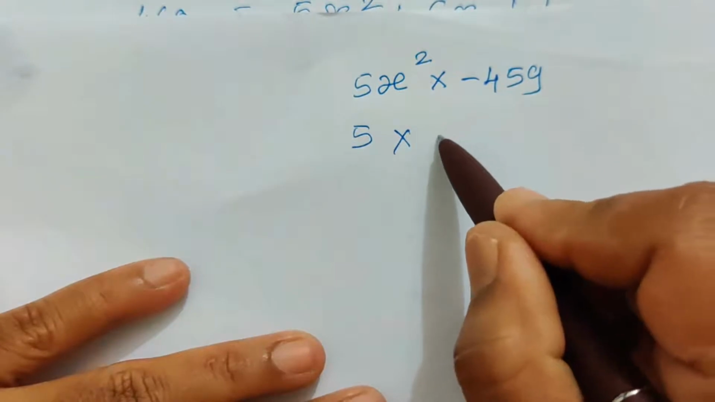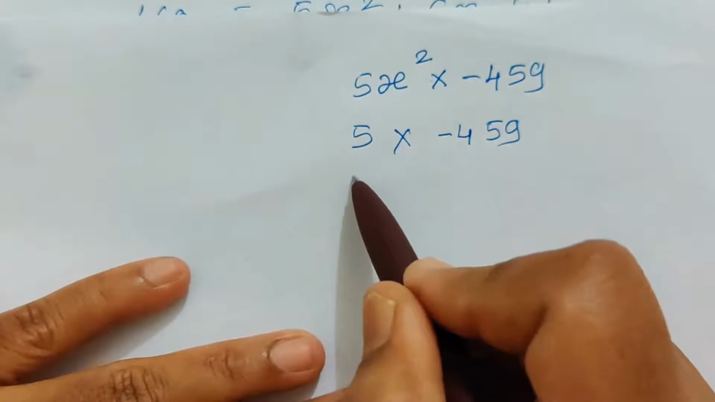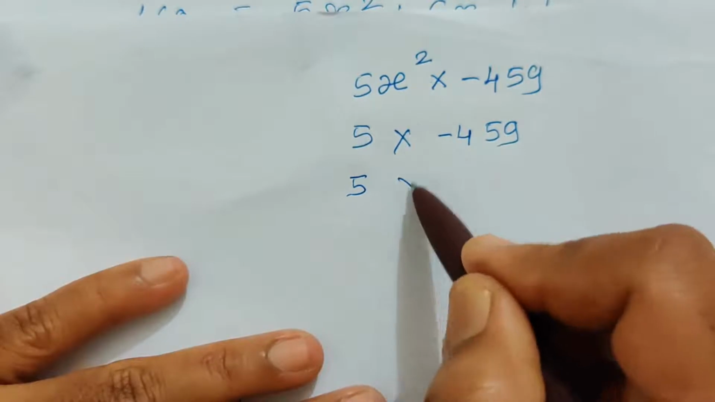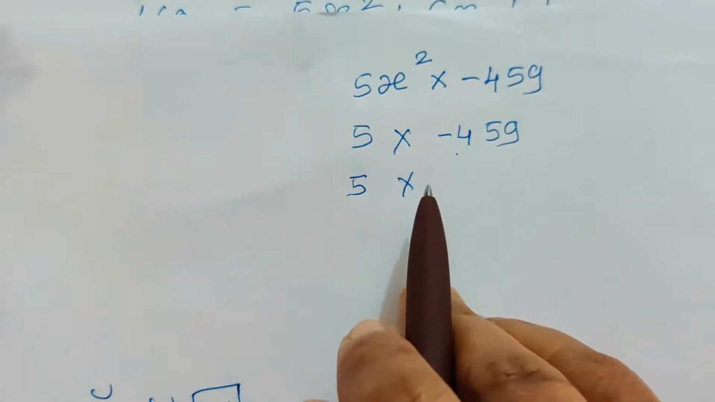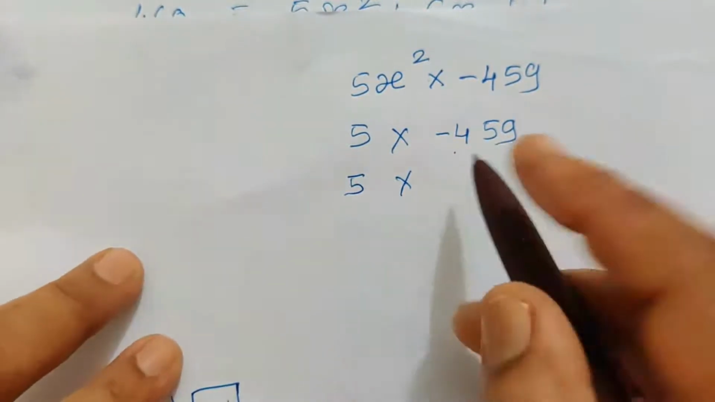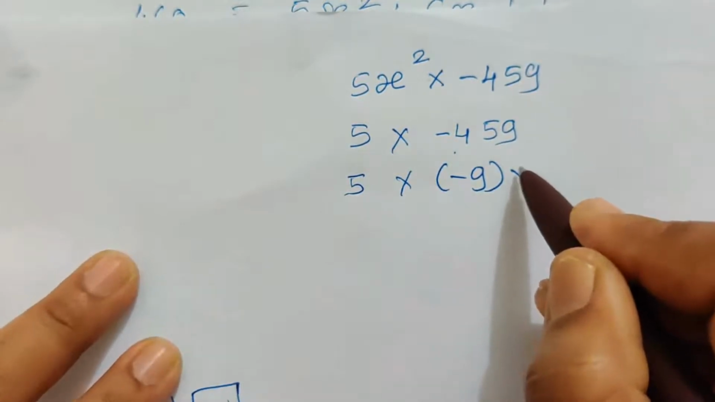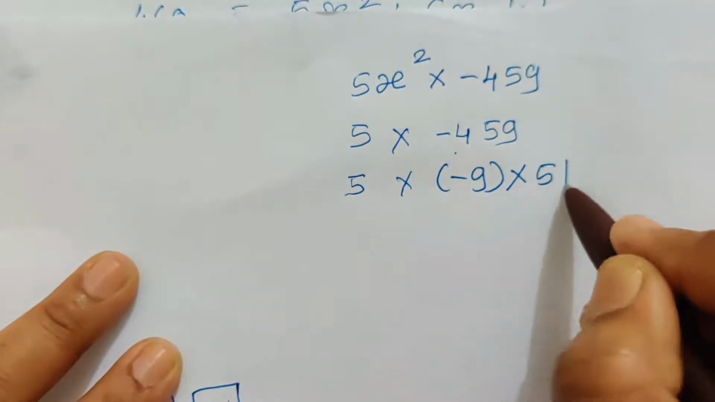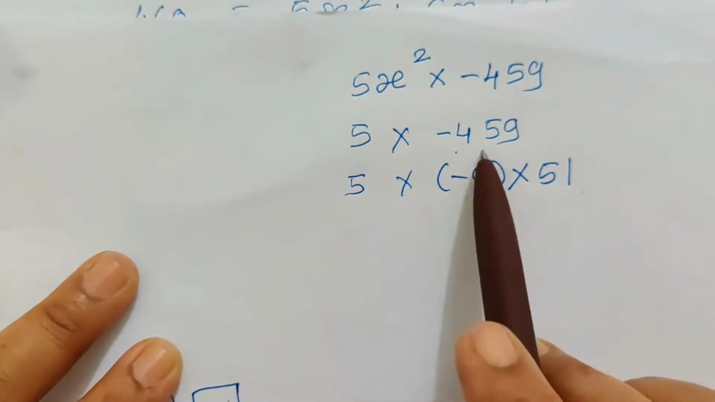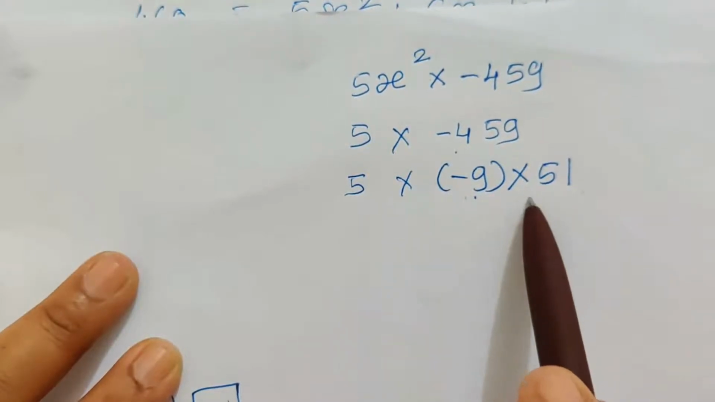Five multiply by minus 459. 5 will come down as it is, multiply by minus 459 is a product of 9 multiplied by 51. Nine ones are 9, 9 fives are 45. So minus 459 is a product of minus 9 multiplied by 51.